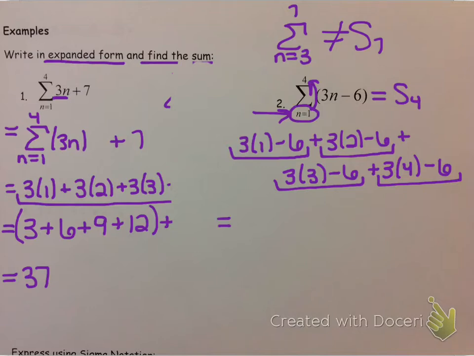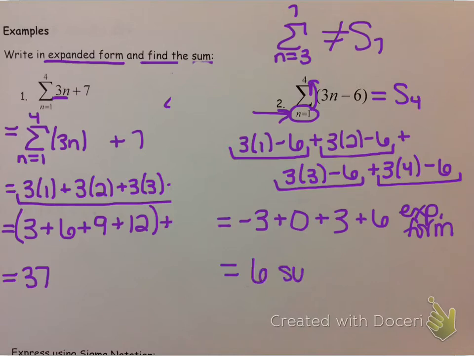Okay, but these individual terms: 3 times 1 of course is 3, minus 6, so negative 3 would be the first term. Then 6 minus 6 would be 0, the second term. Then 9 minus 6 would be 3, the third term. And then 12 minus 6 is 6. And there's the 4th term. So here's your expanded form. And then the actual sum of that, of course, would just be 6. And that would be your final answer.